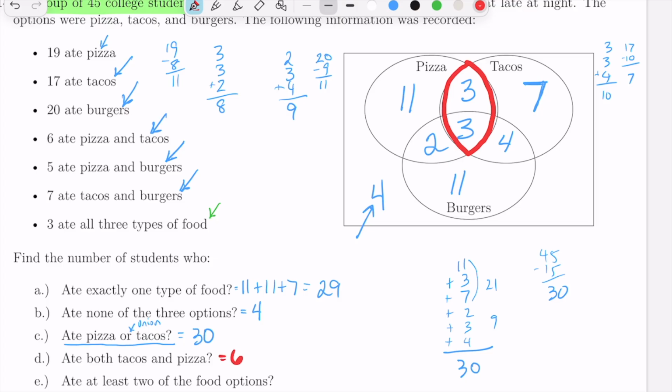How many ate at least 2 of the food options? All right. This is where we've got to make sure we understand what the question's asking. So, did these people eat at least 2 options? No, they only ate pizza. Did these people? Yeah, they liked pizza and tacos. What about these people? Nope. Those 7 only ate tacos. That's just one of the options. That's not at least 2. These people ate pizza and burgers. These people ate all 3 options. These people ate 2 options. So those ones there in the middle are the ones that ate at least 2 of the food options. And so that's going to be 3 plus 3 plus 2 plus 4. That should get us 12.